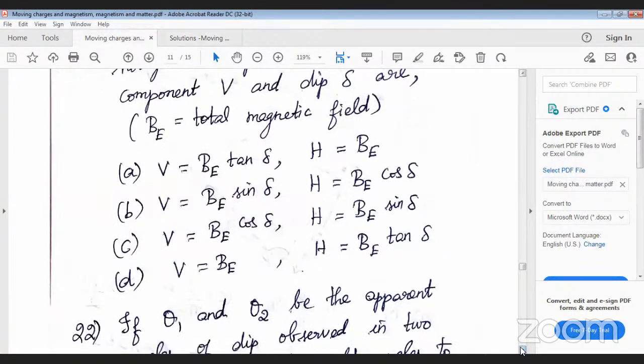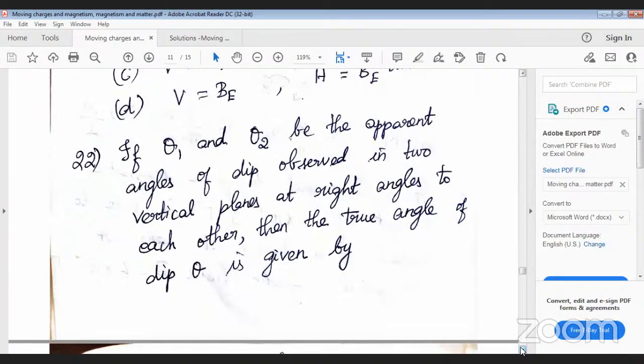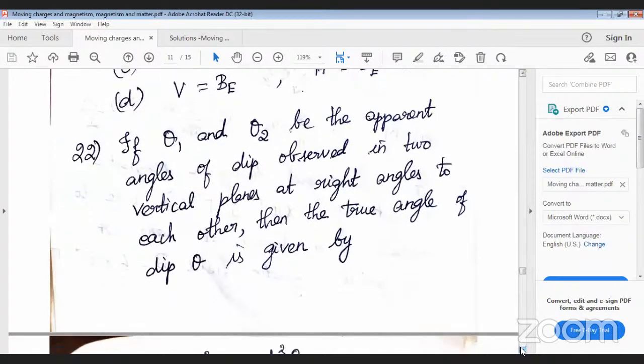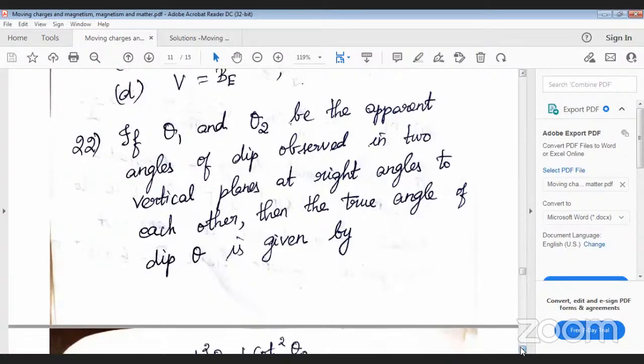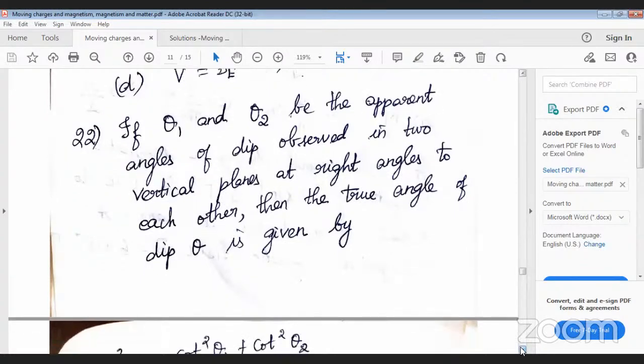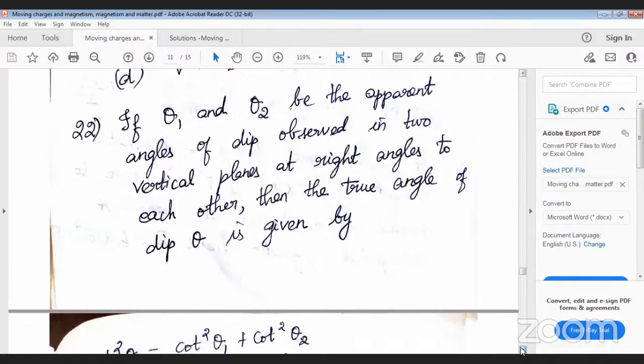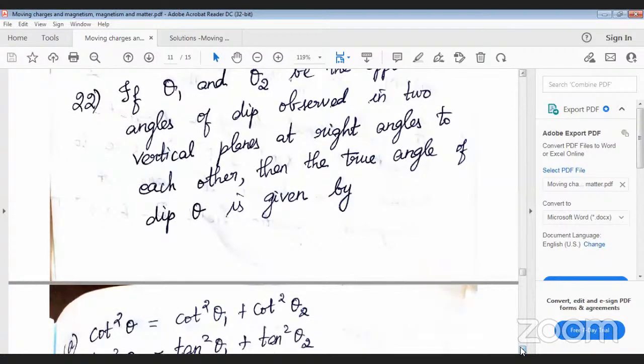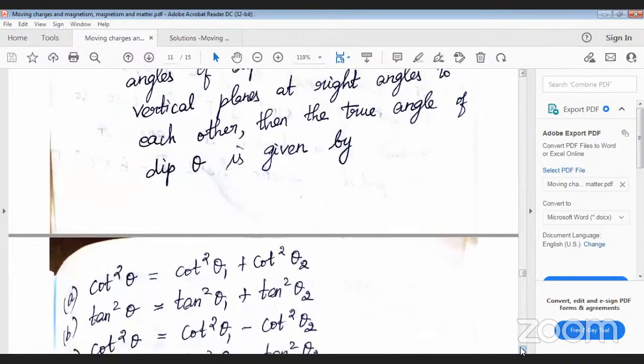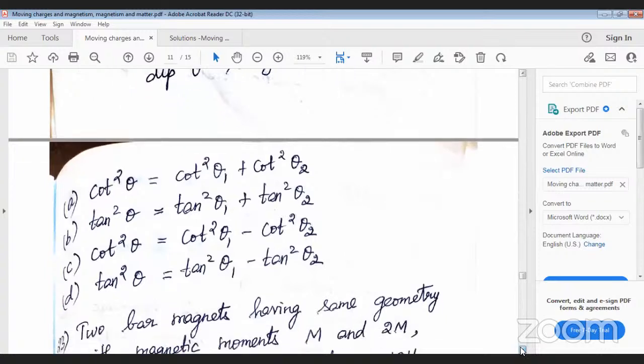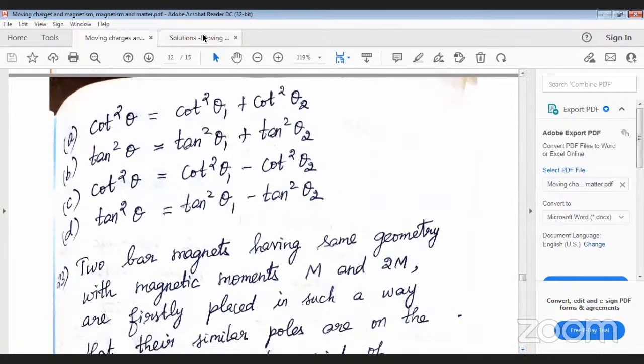Then we have theta 1 and theta 2 as the apparent angles of dip. The next question, question number 22. If theta 1 and theta 2 are the apparent angles of dip observed in two vertical planes at right angles to each other, then the true angle of dip theta is given by. They have given you four options. You need to choose the right one.